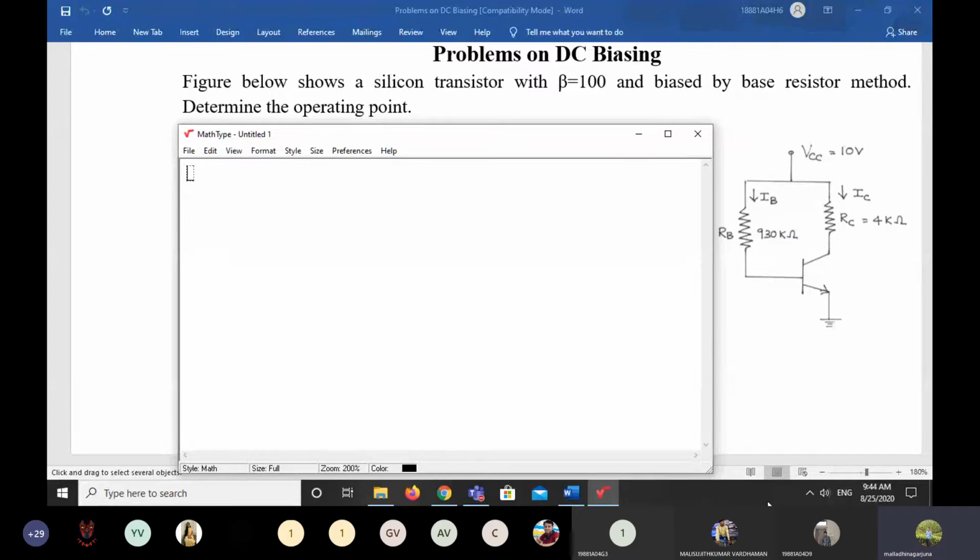So the first problem is: the figure below shows a silicon transistor with beta equal to 100 and biased by the base resistor method, or fixed bias. Determine the operating point. And draw the circuit also.